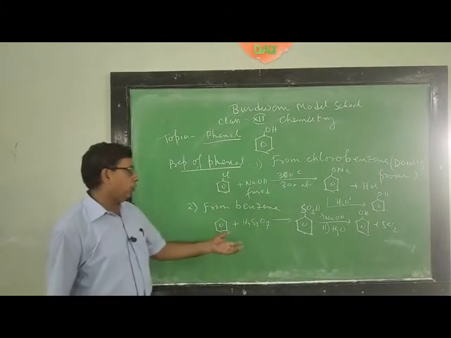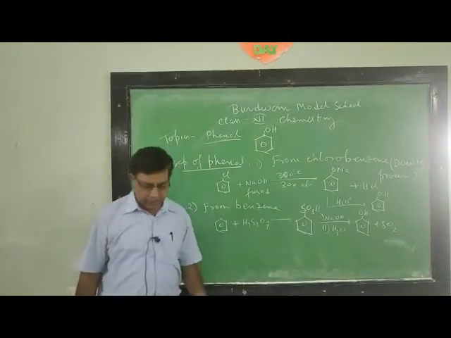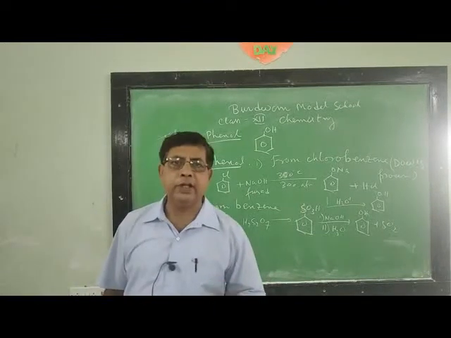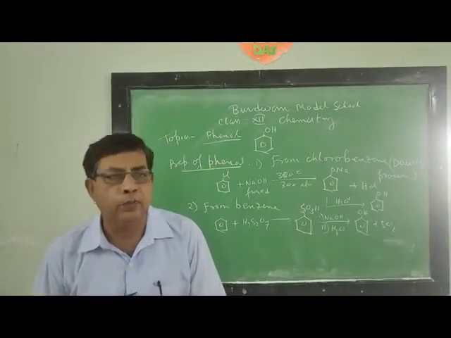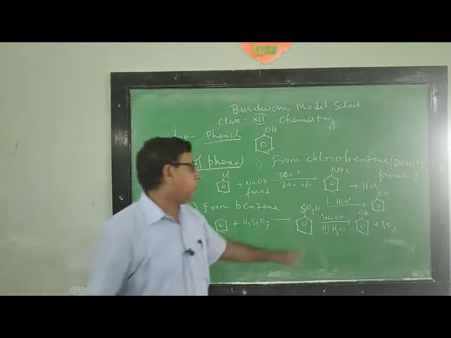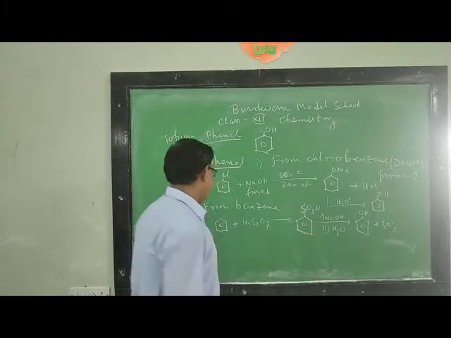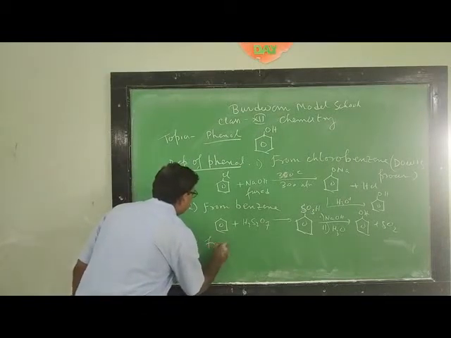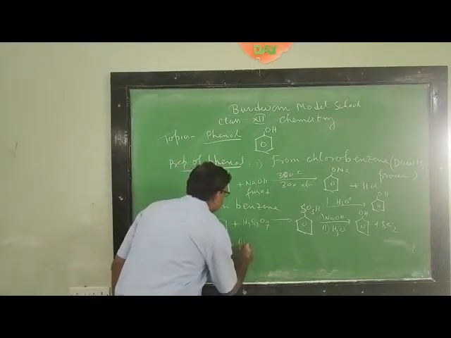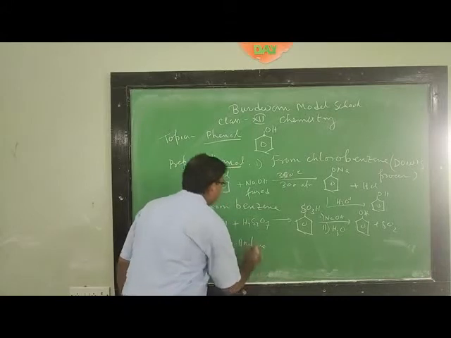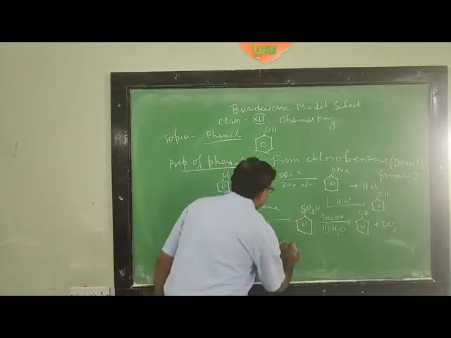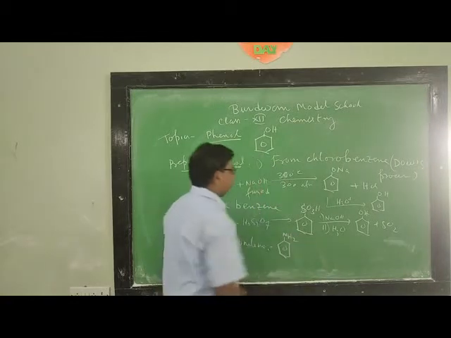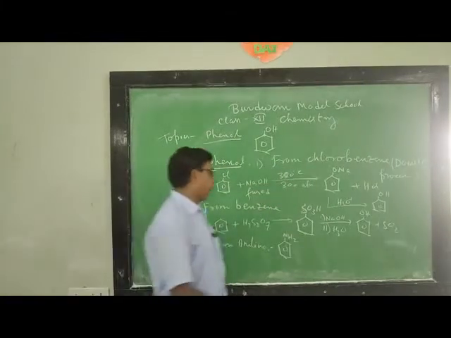So this is from benzene. Benzene, when treated with oleum, forms benzene sulphonic acid. This benzene sulphonic acid, when treated with NaOH, forms sodium phenate. This sodium phenate on acidification gives phenol. Number 3 method, from aniline. This is also a very important method. You know the formula of aniline is a benzene ring with NH2, C6H5NH2.